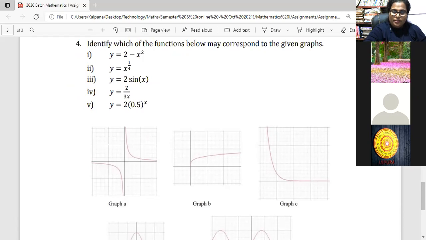Here 5 graphs are given as well as 5 equations, right? You have to match which equation should be matched with each graph.